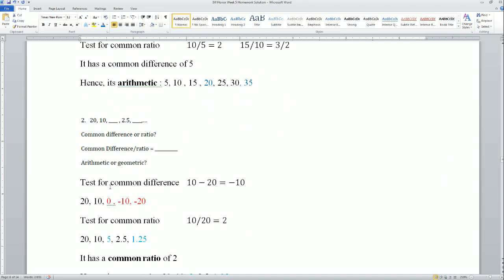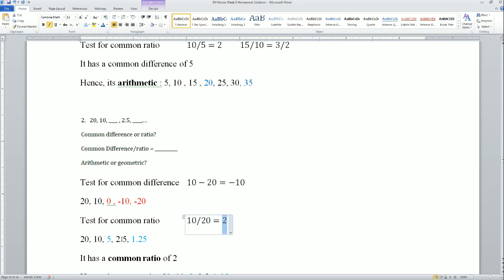Okay, the next one, I'm also going to walk through this one. Here, the only terms I can use are 10 and 20, right? So 10 minus 20 gets you negative 10. So what I did is write the first couple of terms: 20, 10, 0, negative 10, negative 20. Does that match up? Nope. Test for the common ratio. 10 divided by 20 is equal to 2.